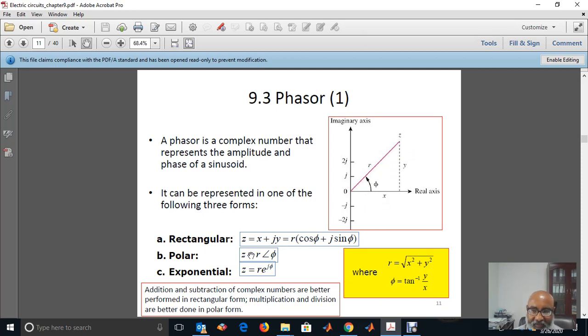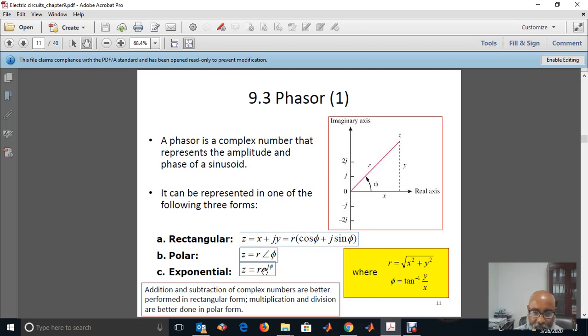So I can represent any complex number z in terms of its real part x plus its imaginary part y. So z is x plus jy, or in terms of an angle, r cos phi plus j sin phi, where phi is the angle between the x-axis and the radius r. This is called a rectangular form.